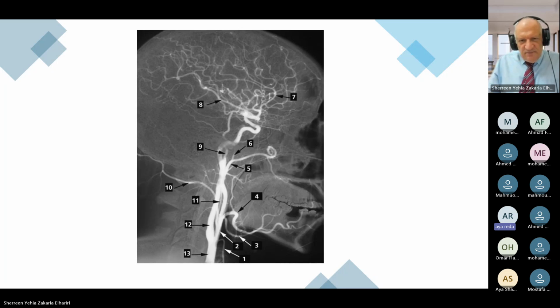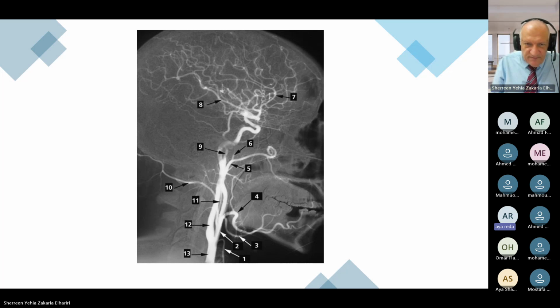Two is the main artery, the common carotid. This is the external carotid itself. What is three? It is lingual. Okay.